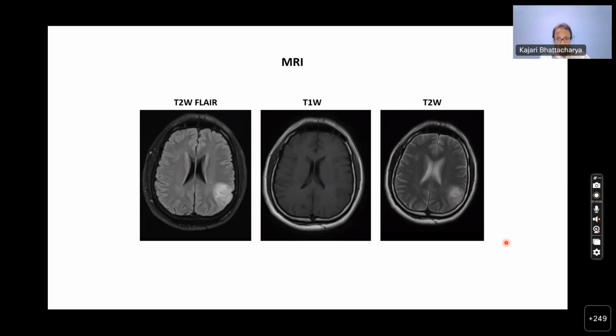Can you point? Yeah, so I have to request the pointer. Keep talking and I'll point it out.